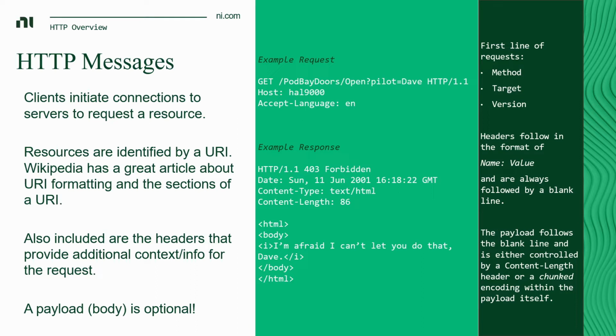If there is a payload, there will be a blank line between the last header and then the rest of the payload. In the case of a response, you'll again see the HTTP version and then a status code followed by the text of the status message.